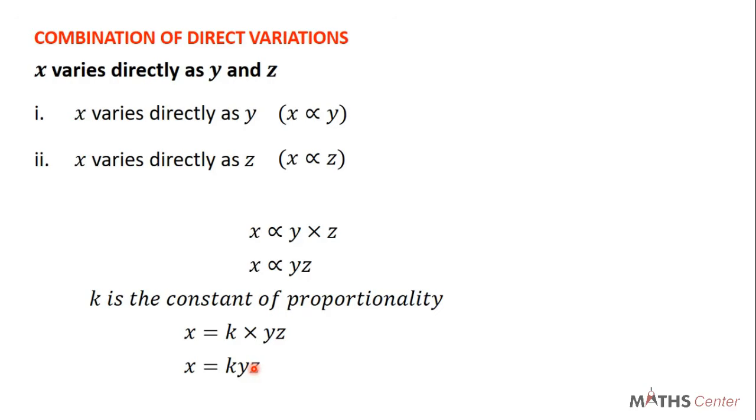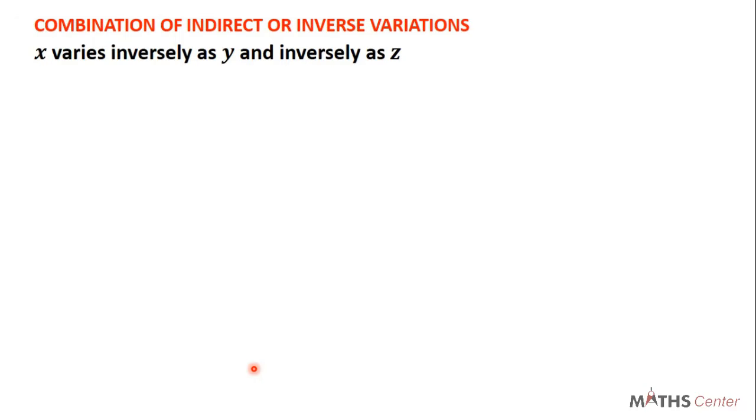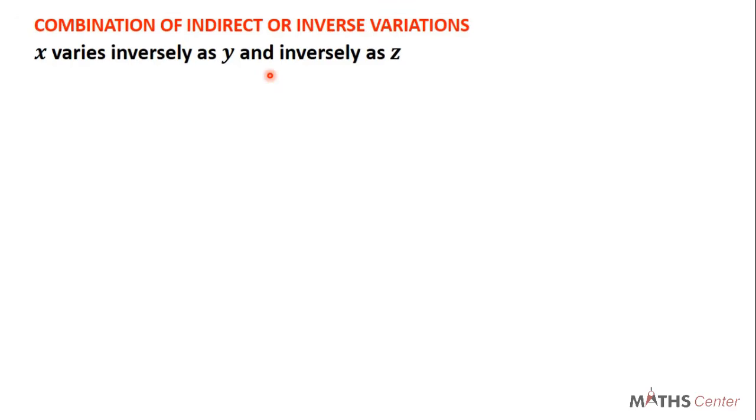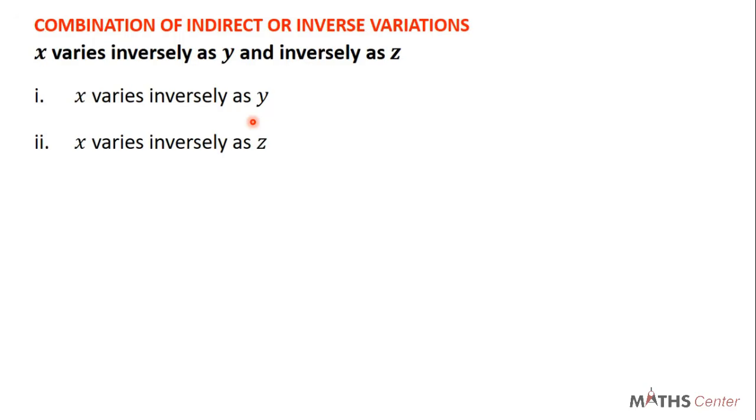Let's consider another case of a combination. You can also have a combination of indirect or inverse variations. The first one we considered, we had a combination of direct variation. In this second case, you can have a combination of indirect or inverse variation. So for example, x varies inversely as y and inversely as z. What this statement means is that, one, x varies inversely as y, and two, x varies inversely as z.